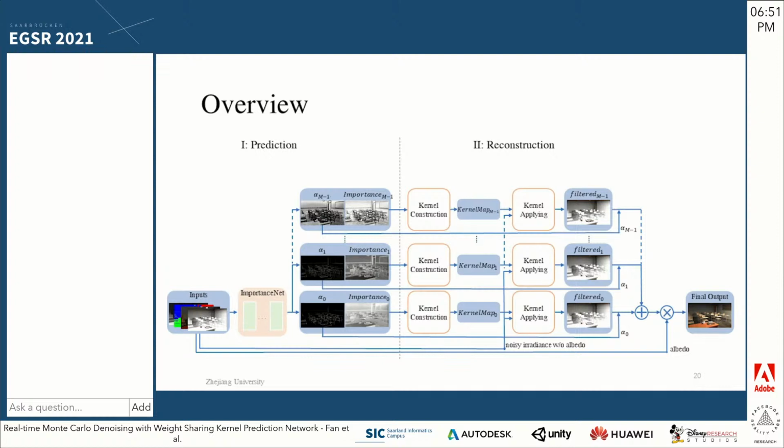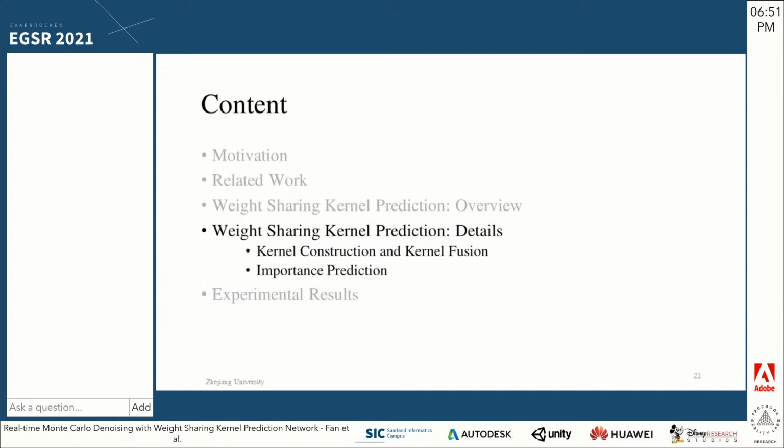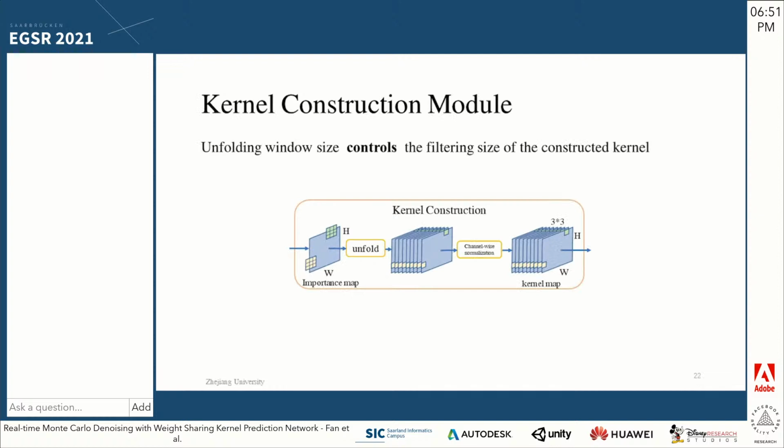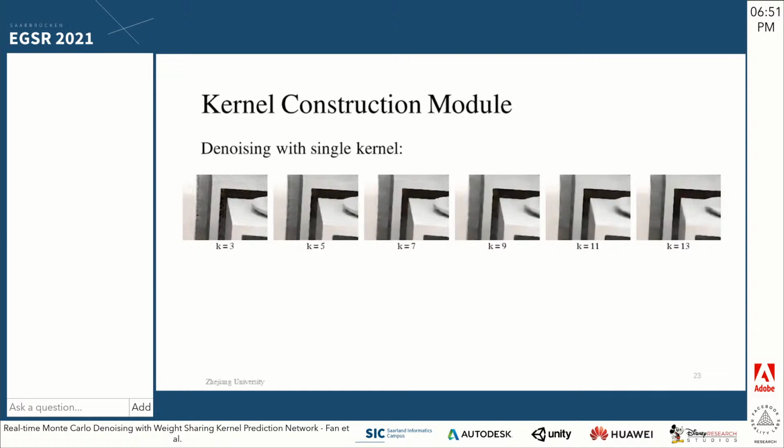Now let's take a look at the details of each module. I will first talk about our kernel construction and kernel fusion module's denoising behaviors, and then introduce the network architecture we used. For the kernel construction module, by controlling the unfolding operation's window size, we can construct specific sized filtering kernels. Here we present the denoised results using only one single constructed filtering kernel, where k refers to the kernel size. As can be seen, a small-sized filtering kernel can reconstruct sharper edges, and a large-sized kernel performs better in low-frequency regions. However, there are still some residual noise and overblur artifacts.